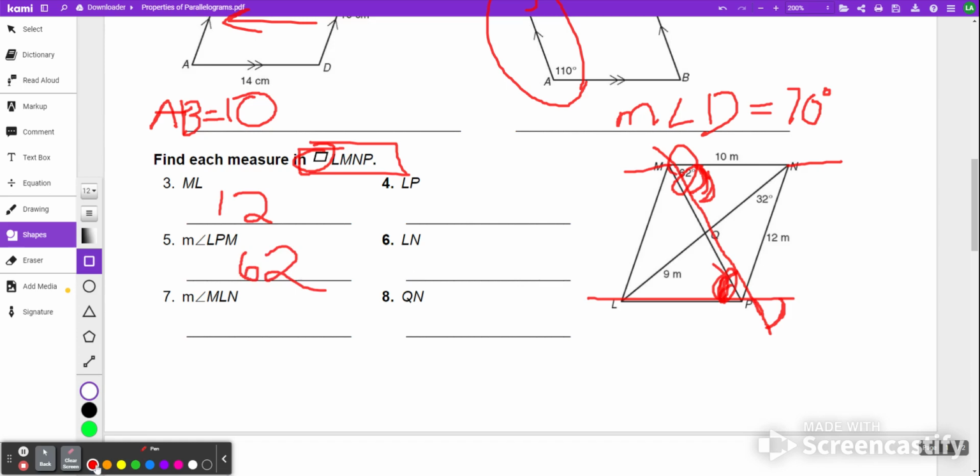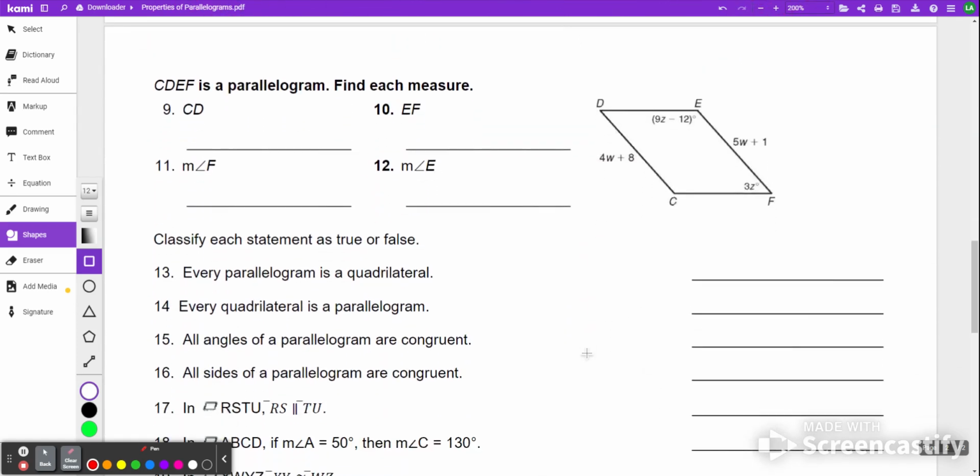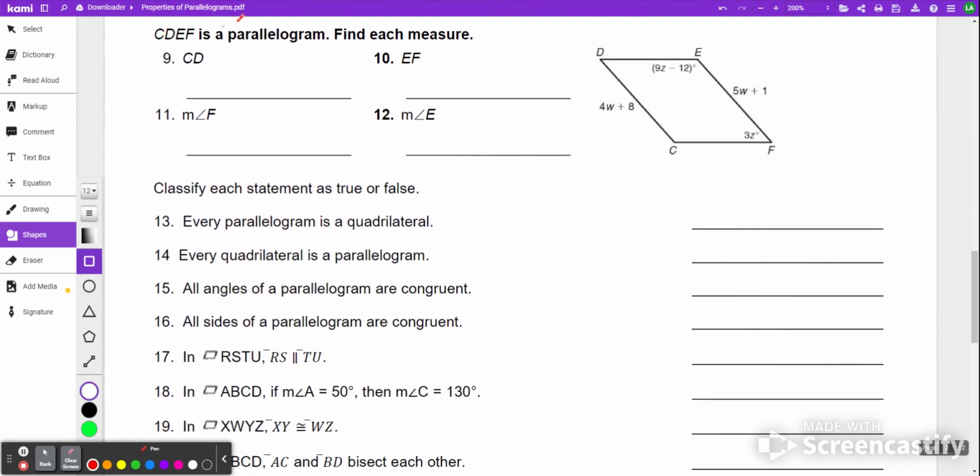All right. I'm going to let you figure out the rest of those, and if there's any that are too difficult, that's perfect opportunity to ask a question. I will speak briefly about QN. Remember, the diagonals are bisected, so QN is the same as over here. Enough hints. Oh, here we finally, CDEF is a parallelogram.